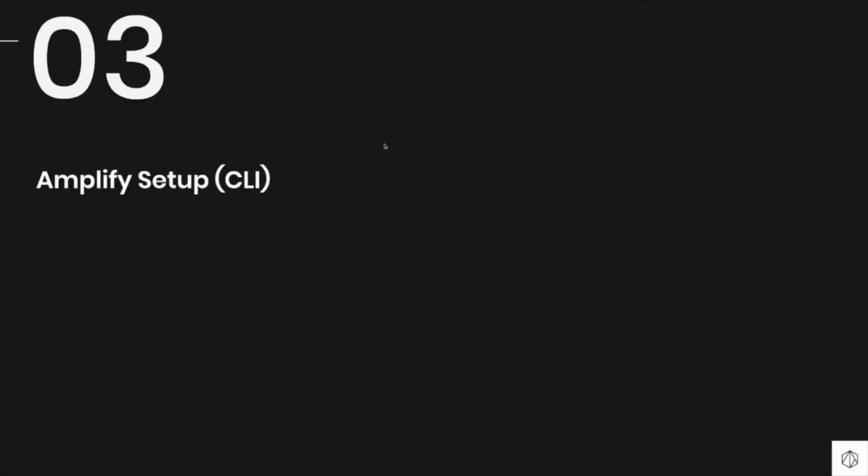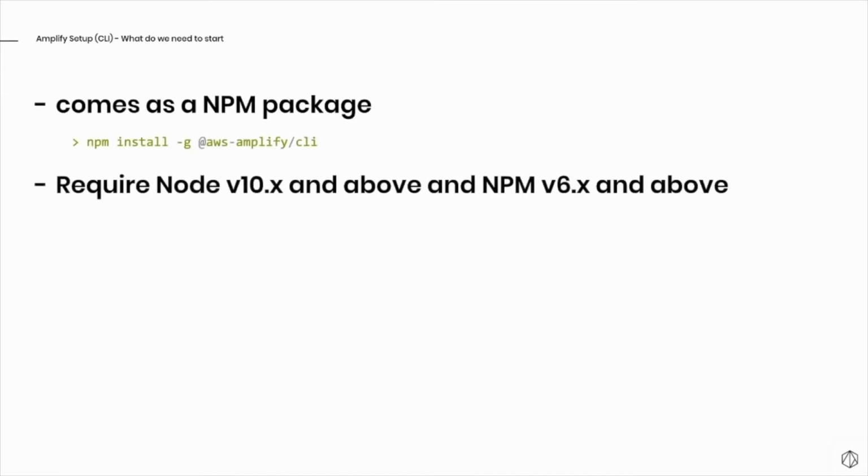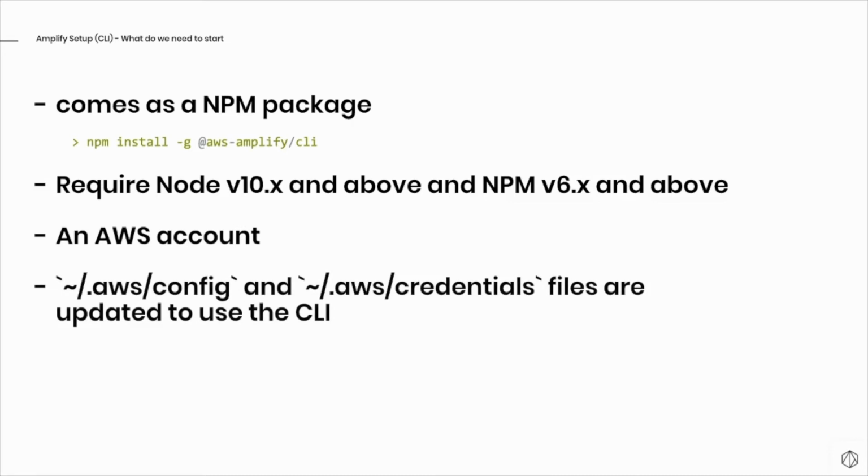Let's start with Amplify CLI setup. AWS Amplify CLI comes as an NPM package, and you need Node version 10 and above and Node Package Manager version 6 and above to install the CLI. While working with the Amplify CLI, you need to make sure that you have an AWS account and your AWS config and AWS credential files are set up correctly to indicate which AWS account is going to be used while setting up the resources for your backend. You can also use the Amplify configure command to set up the credentials.